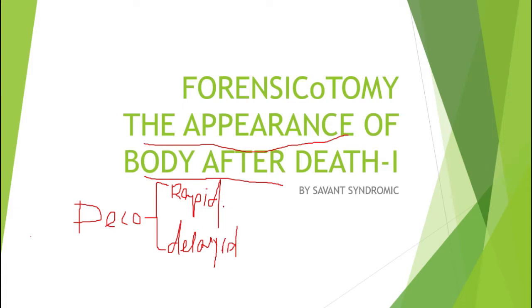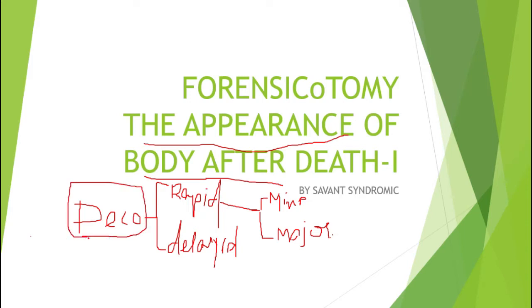The rapid decomposition has two further types. The first one is minor rapid changes, and the second one is, can you guess it for me? What's the antonym of minor? Yes, you're right, major rapid changes. So that's the summary of what we are going to study in this lecture.